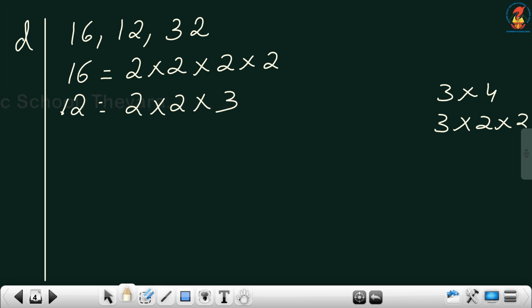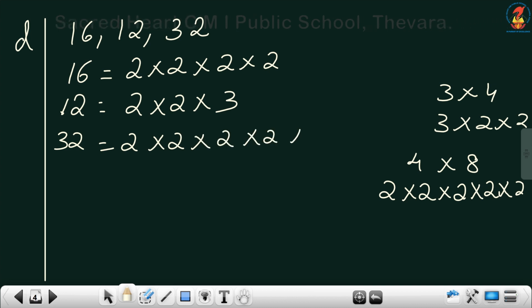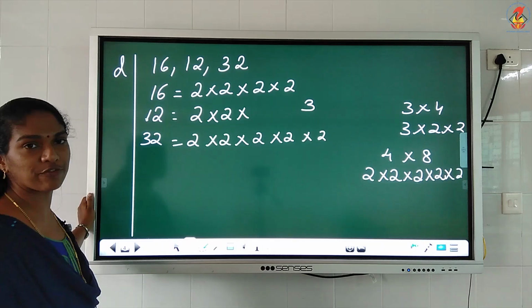Okay. Then 32. 32 we know it is 4 into 8. Yes, children? We have done 32, remember? 4 can be written as 2 into 2. 8 can be written as 2 into 2 into 2. So 5 twos, remember we did one question. So I will write 2 into 2 into 2 into 2 into 2. So this 3, children, I am just moving to this side, just to make it easy for us to make the group. Okay. So I have got the prime factorization.